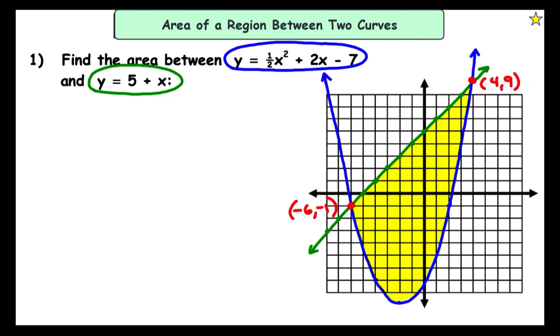In the event that you weren't allowed to have a calculator, what you would do is simply set the green and blue equations equal to each other and solve using either factoring or the quadratic formula, and you would find that x comes out to be 4 and x comes out to be -6, and then you can get the y-coordinates by plugging it into one of the equations. I'd probably plug into the green, which would be much easier.